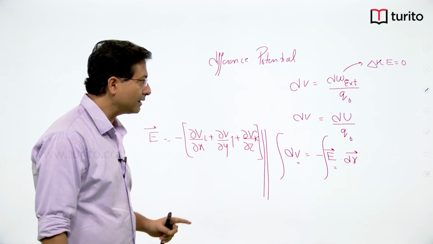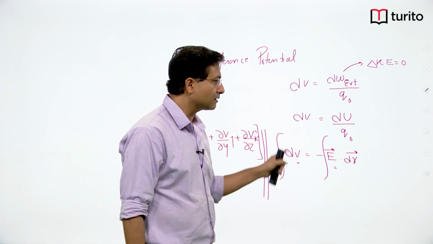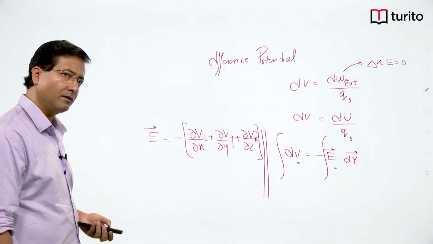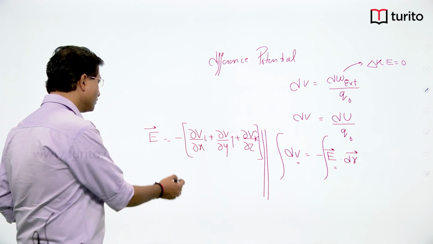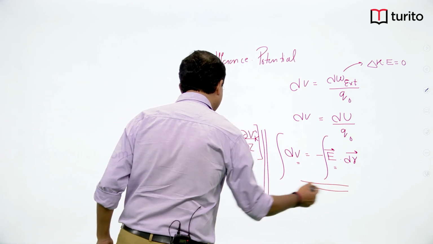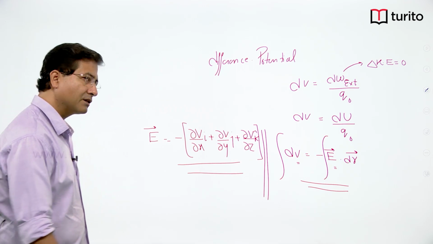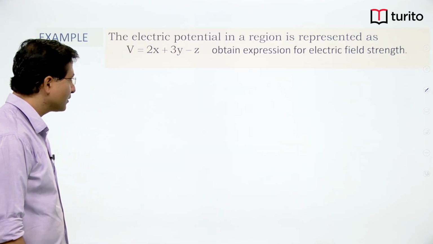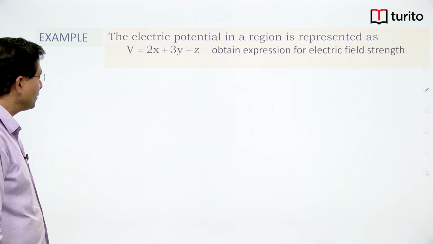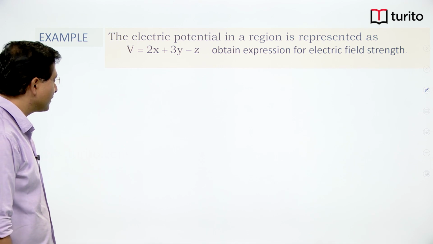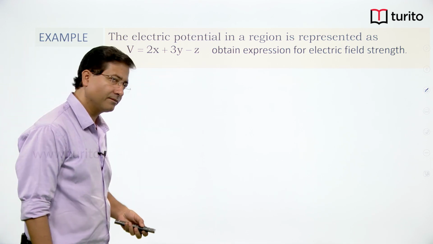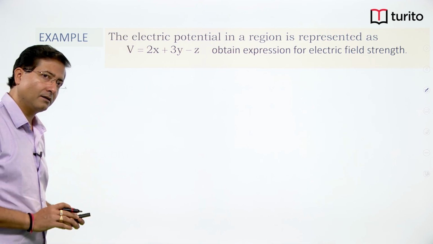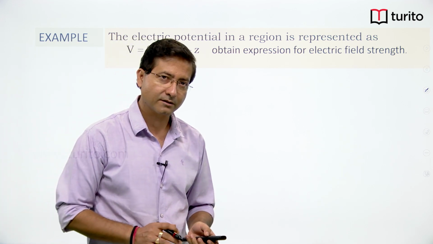Here you can see that I am writing dV, that means here it is the difference between 2 points, right. Let us see a few more examples related to these two expressions which we have derived using the basic definition. Let us see a simple numerical first. Electric potential in a region is represented by V is equal to 2x plus 3y minus z, and the question is to find the field expression in space, right.